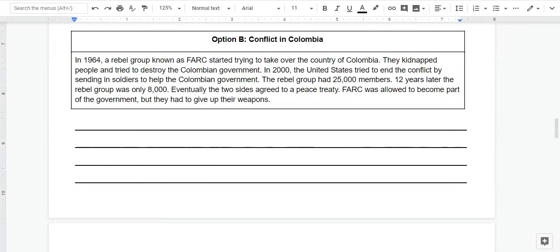Option B, conflict in Colombia. In 1964, a rebel group known as FARC started trying to take over the country of Colombia. They kidnapped people and tried to destroy the Colombian government. In 2000, the United States tried to end the conflict by sending in soldiers to help the Colombian government. The rebel group had 25,000 members. 12 years later, the rebel group only had 8,000. Eventually, the two sides agreed to a peace treaty. FARC was allowed to become part of the government, but they had to give up their weapons.